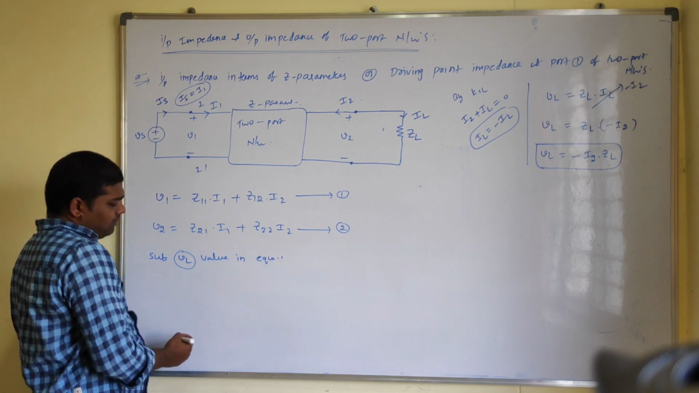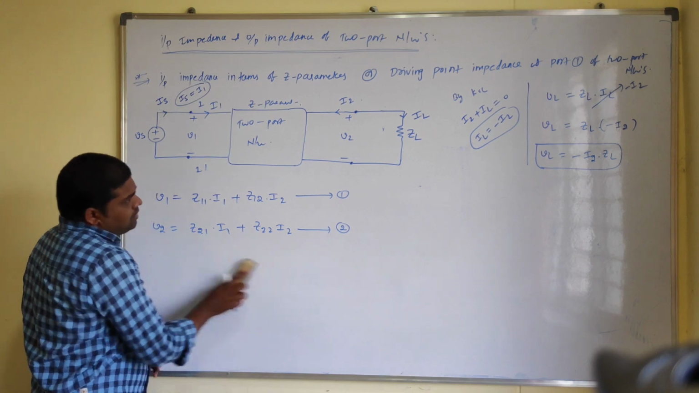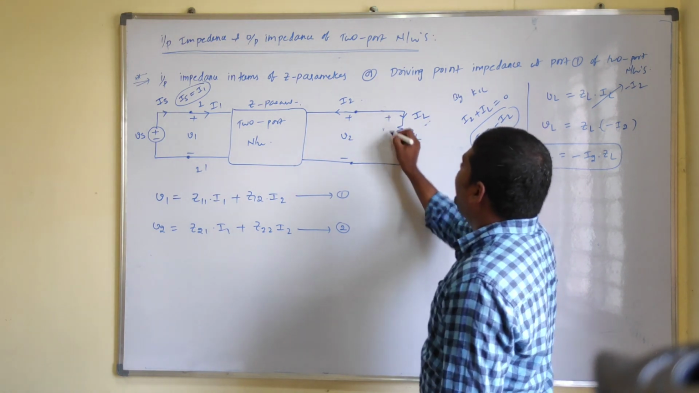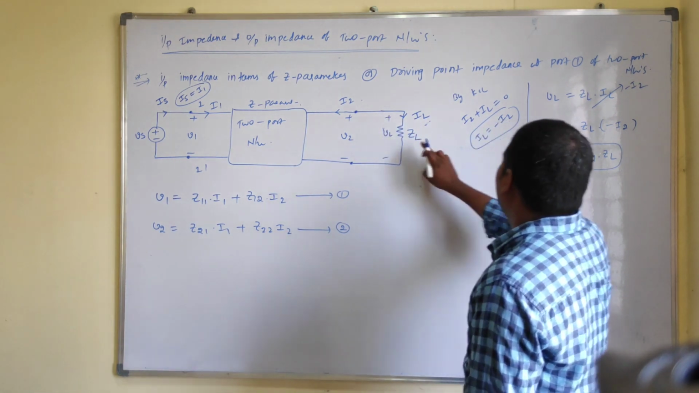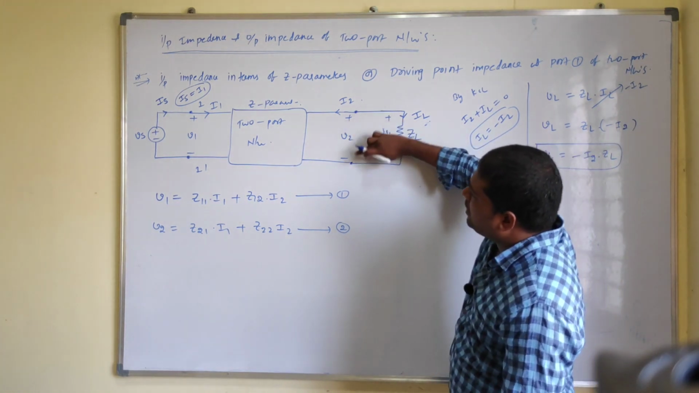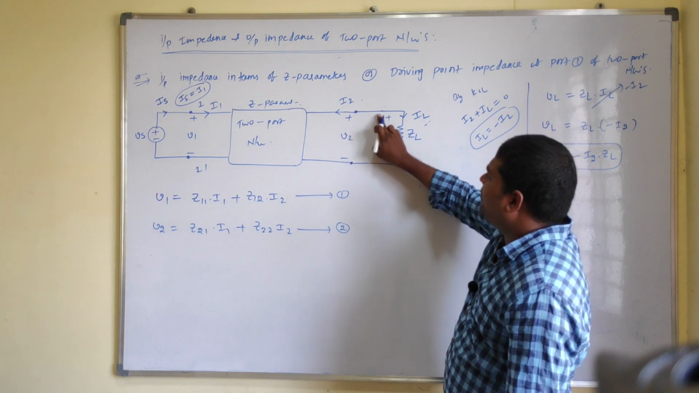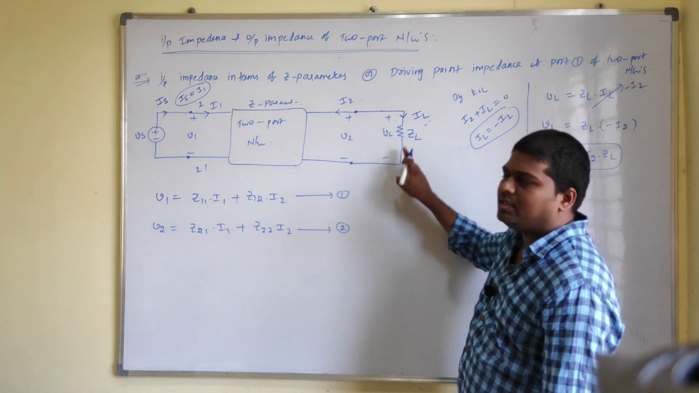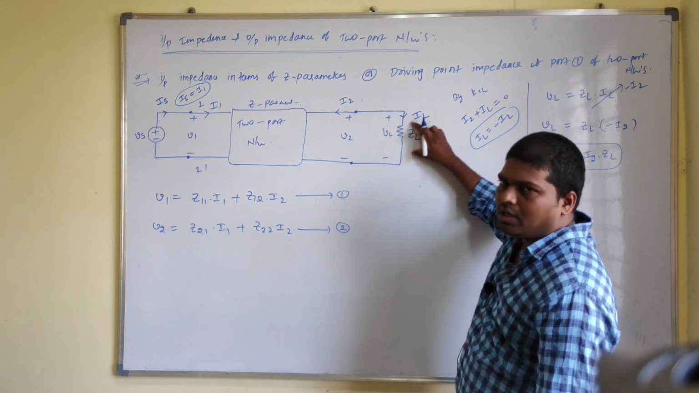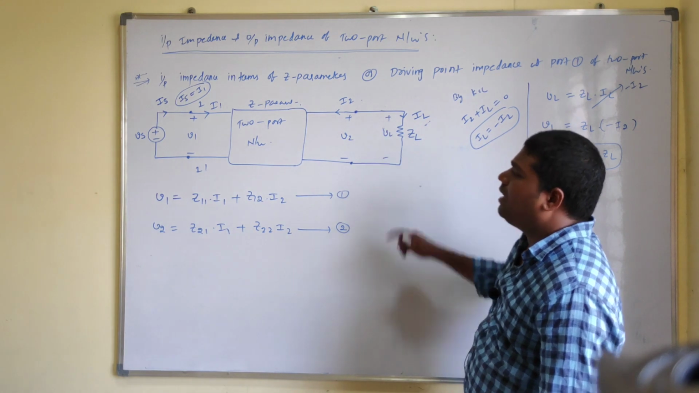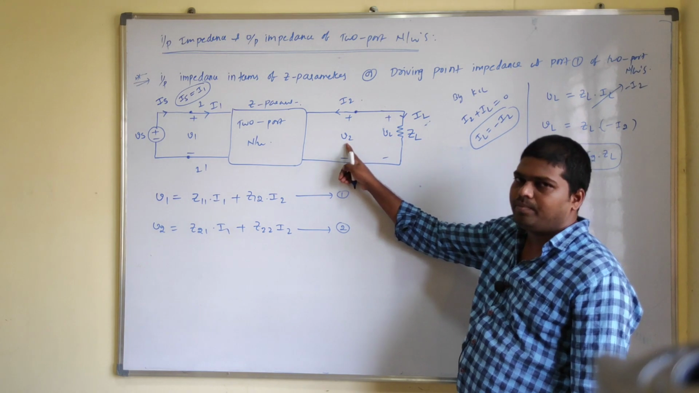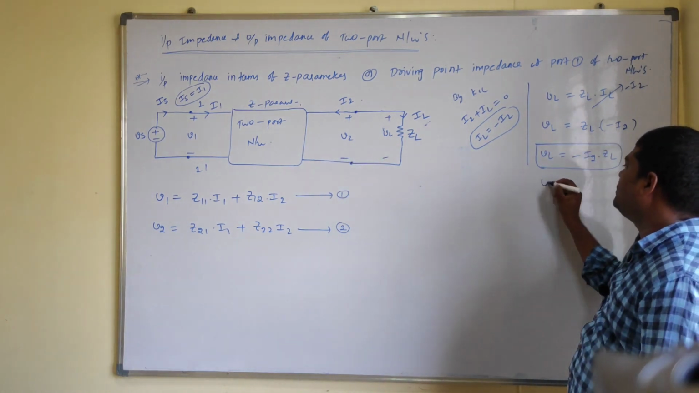Observe one thing here. The voltage drop equals VL, so VL equals ZL into minus I2. But observe this one: here the voltage drop equals V2. Here we have only one branch element, so the voltage across the branch element equals VL. In the parallel case, the voltage drops are the same. That means VL equals V2. Now you can replace VL with V2.